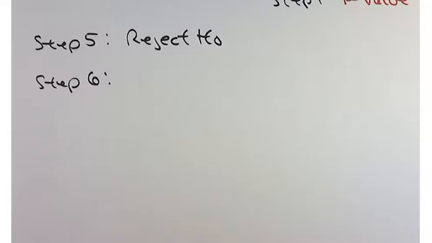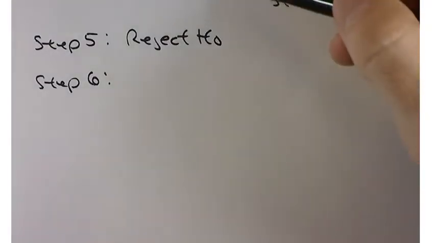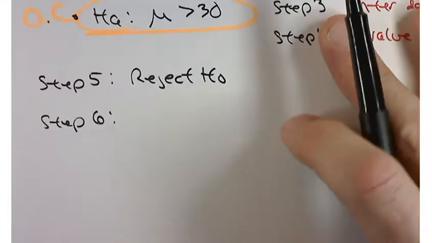Fail to reject. I guess I would stick to reject H naught or fail to reject H naught. Those are the ones I would stick to here. Yeah, I appreciate what you're saying, but I like to go back and refer to H naught in this decision.